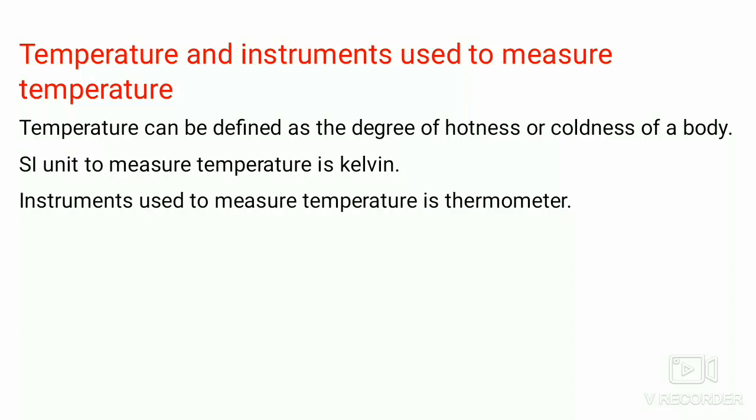The standard unit of temperature in the SI system is Kelvin. This unit is used in scientific measurements. However, the commonly used units are degree Celsius and degree Fahrenheit. When we talk about the instruments used to measure temperature, it is a thermometer. There are various types of thermometers. They are classified on the basis of the purpose for which they are used.